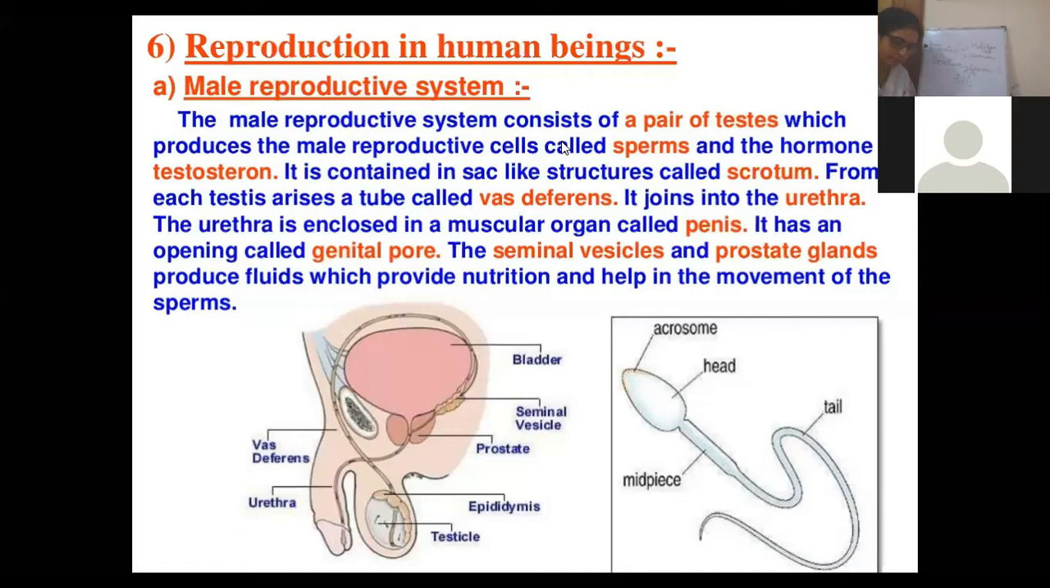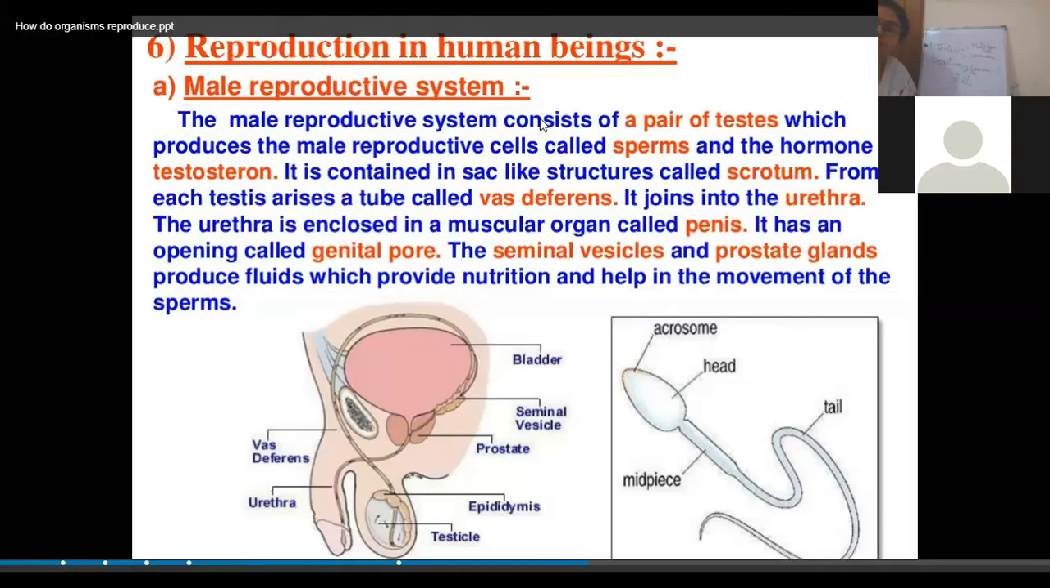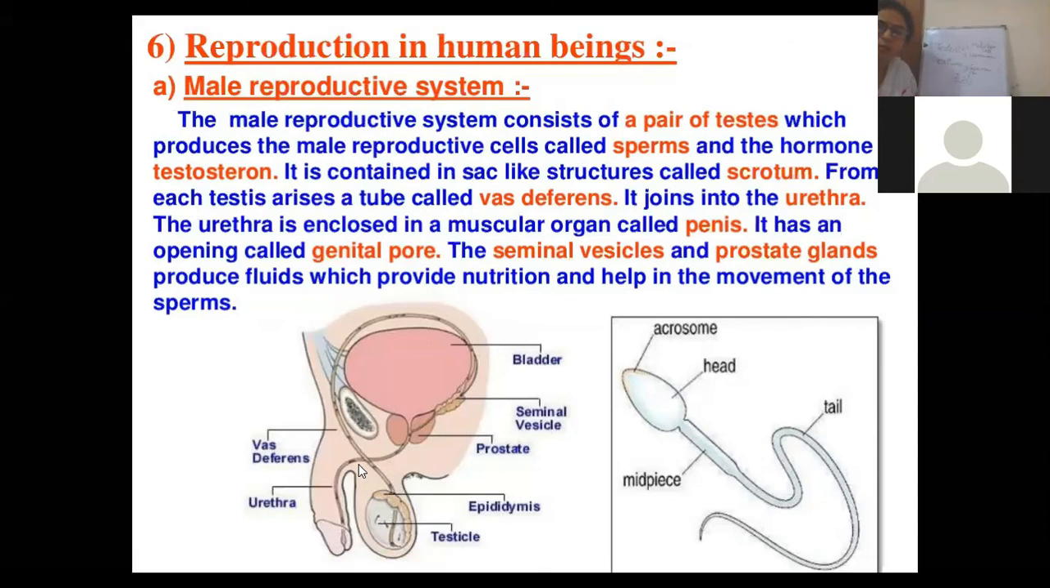Then these sperms, the male reproductive cells, need to be carried out from the body. Now, how are they carried out? This is the track through which they travel out of the male body. Now, what is this track known as? This track is known as the vas deferens, the sperm duct through which the sperm travel outside the body. Right?